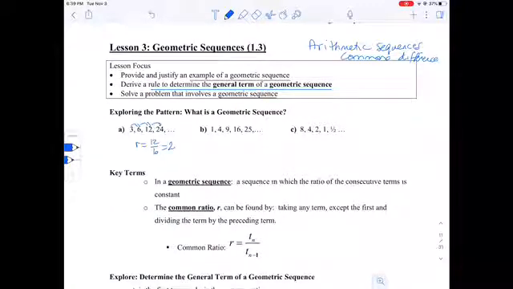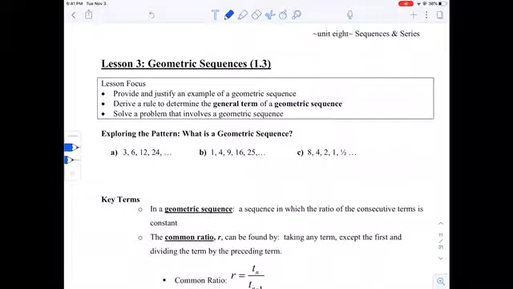So we take any term and we divide it by its previous term, and we get 2. We can see 3 times 2 gives us 6, 6 times 2 gives us 12, and so on. This next one is not geometric, so we'll not worry about that. That's plus 3, plus 5, plus 7.